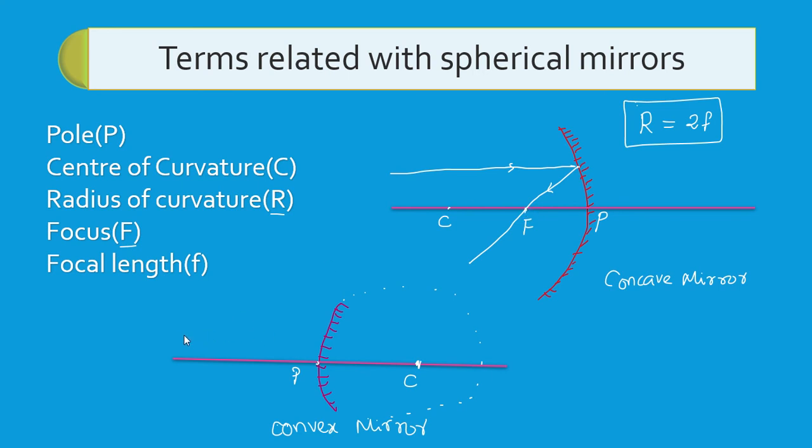But in the case of a convex mirror, it is slightly different. This is called a diverging mirror. Diverging, you know what is the meaning of diverging, right? So after reflection from the convex mirror, it appeared to diverge from a point on the principal axis. That point is called the principal focus. Other terms, radius of curvature, focal length, everything is the same. Radius of curvature is the distance between the pole and the center of curvature, and focal length is the distance between the pole and the focus. There is no change in that.